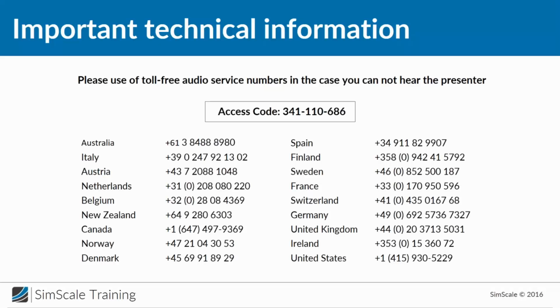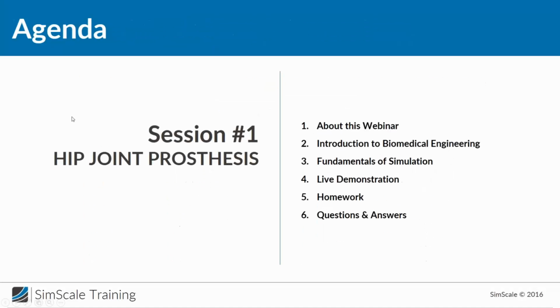In case, for some reason, the audio should drop for you, you also have the possibility to use our toll-free audio service number to join the audio stream of this webinar. Just dial one of these toll-free numbers and enter this access code. By the way, we will record this webinar, so you will be able in any case to watch the recording afterwards. Okay, great.